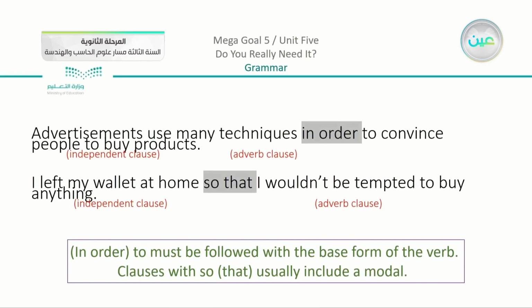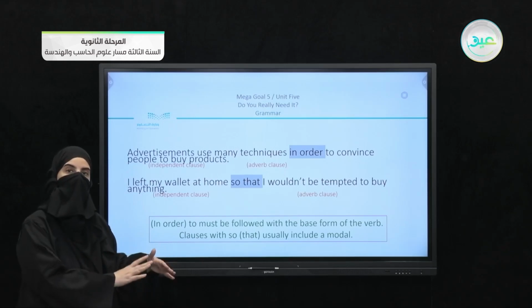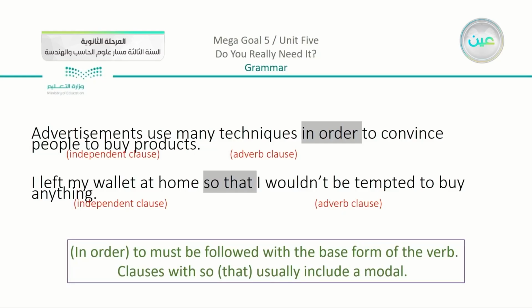We have here: advertisements use many techniques in order to convince people to buy products. Now, if I say in order to convince people to buy products, still there is a missing meaning. So I'm going to complete it by saying advertisements use many techniques. And we have here, I left my wallet at home so that I wouldn't be tempted to buy anything. So here I'm also showing something. I have an aim, I have a reason, or I do have a purpose. So my purpose of leaving the wallet at home is so I cannot buy anything. And we have here the purpose of using many techniques is to convince people to buy something.